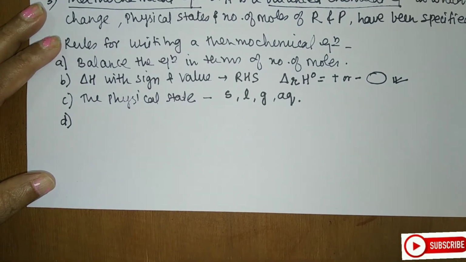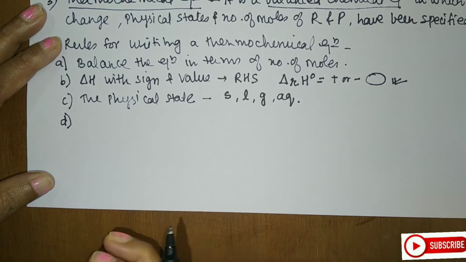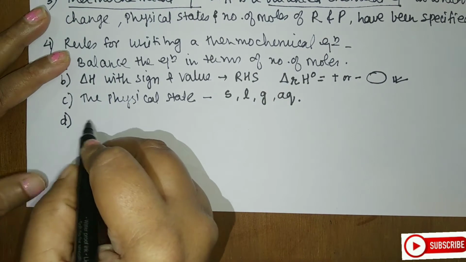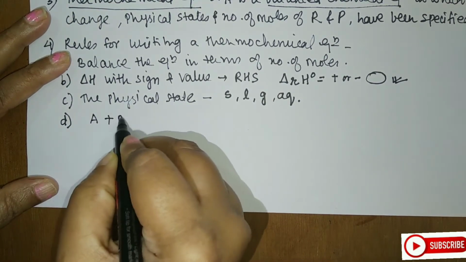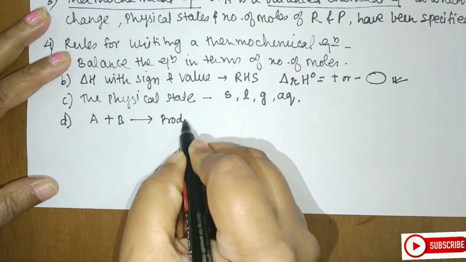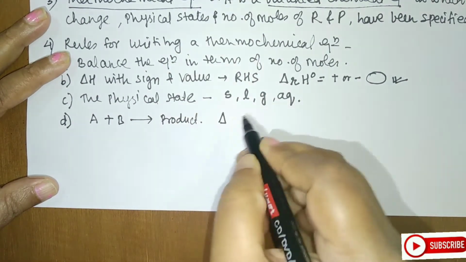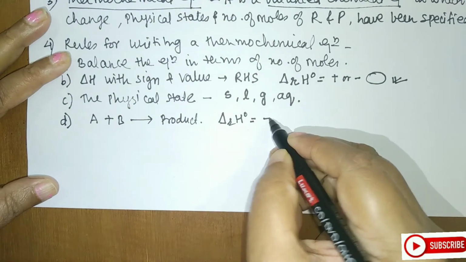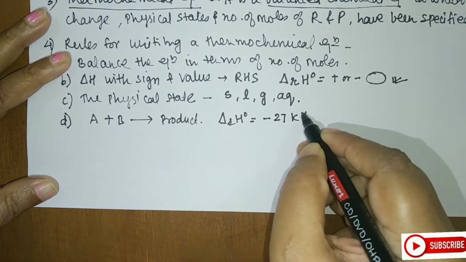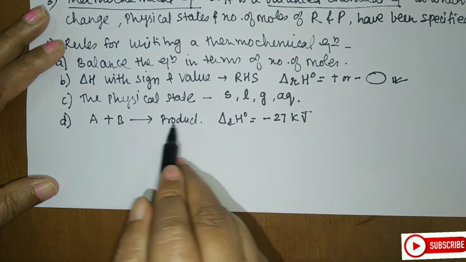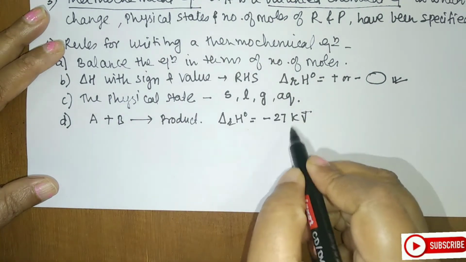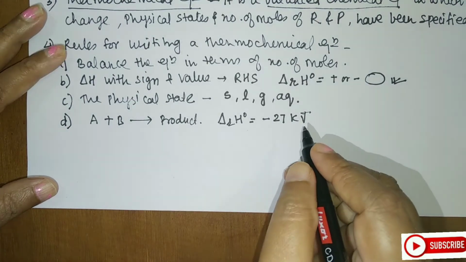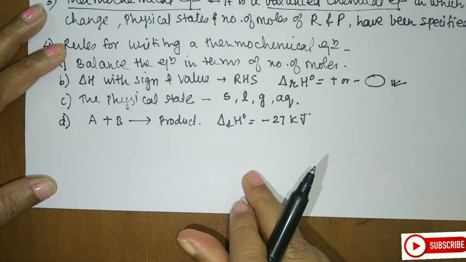favored, meaning the reaction prefers to proceed in the given direction. Say for example, if I say A plus B goes to product, and here the enthalpy of the reaction is minus 27 kJ, then the forward reaction proceeds by release of 27 kJ of energy. So this assumes that the reaction occurs in a given direction.